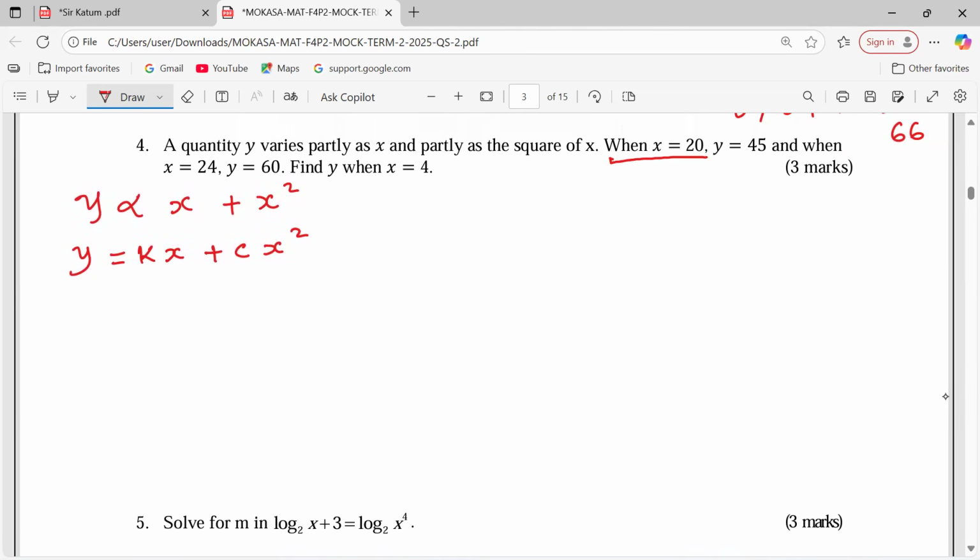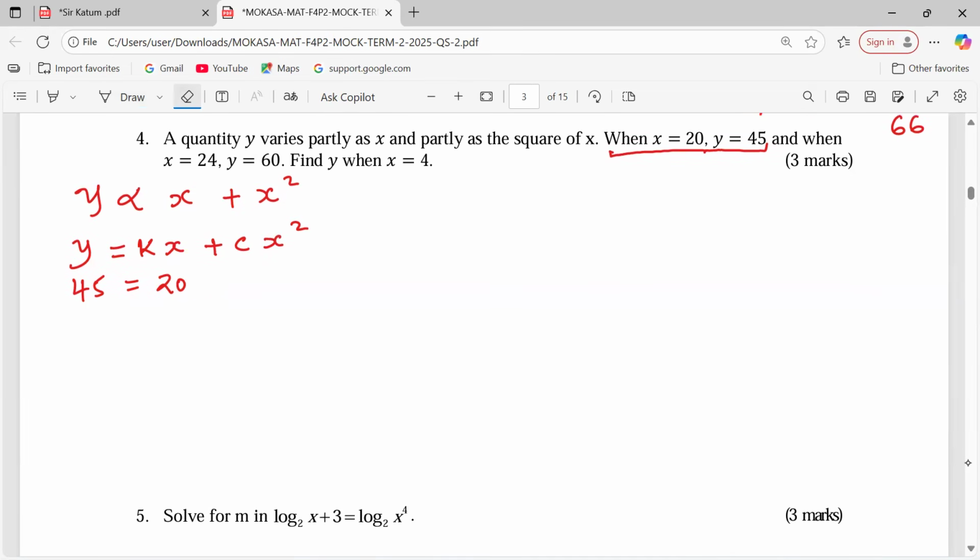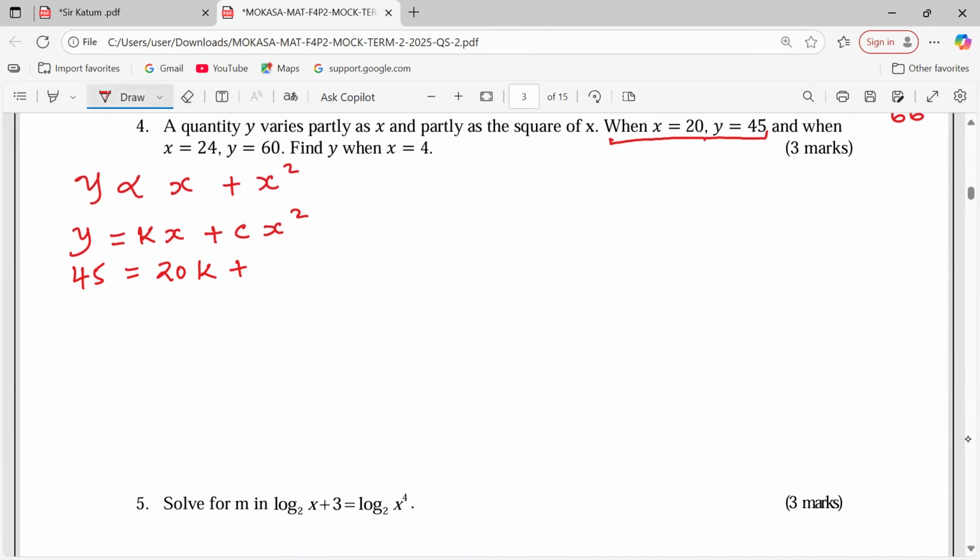x equals 20 when y is 45. So where there is y, 45, x being 20. So 20 times k, then here, you square the 20. So instead of doing 2 steps, you can say x squared is 400, then times c. This is equation 1.